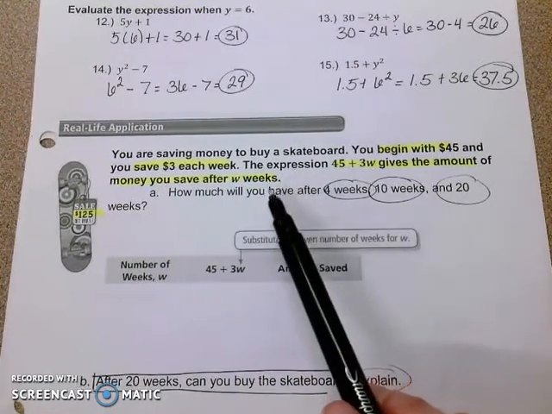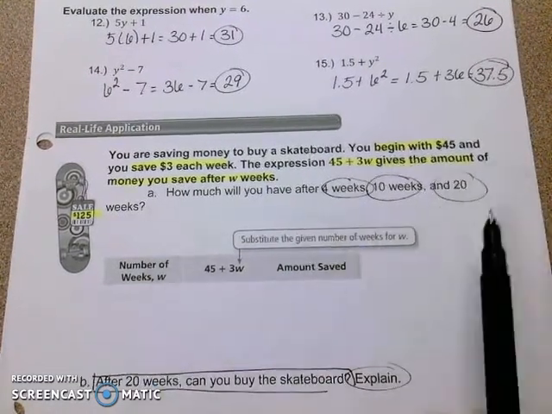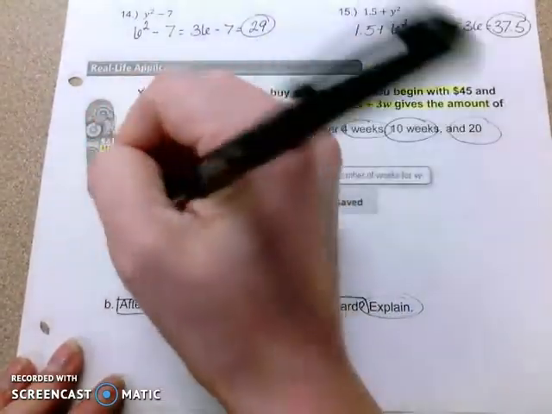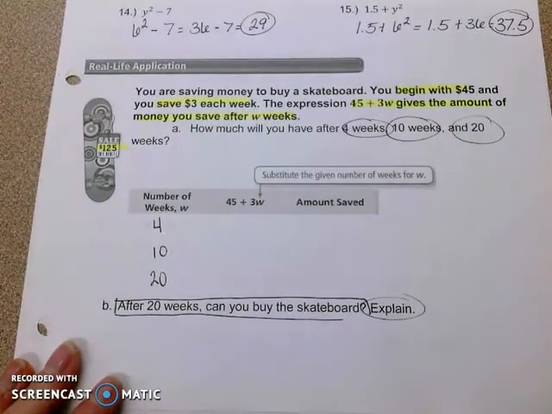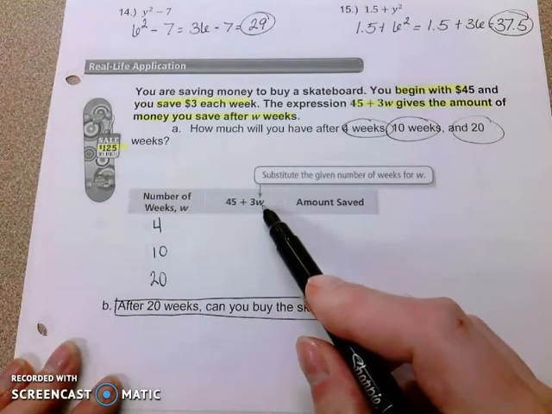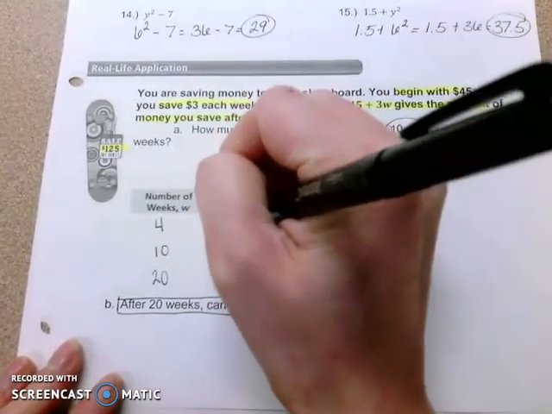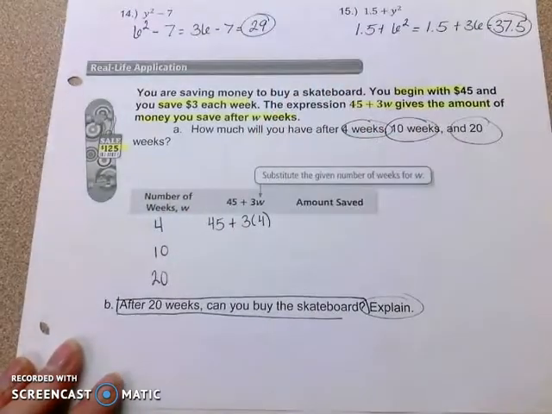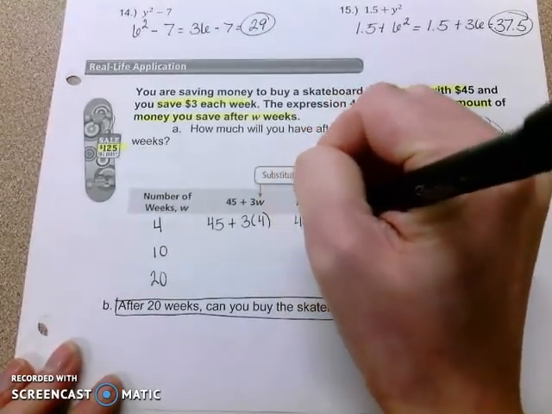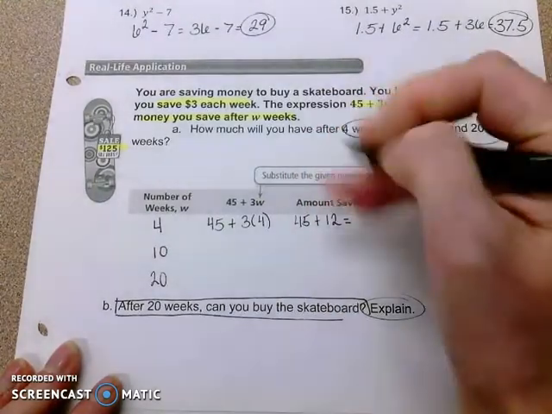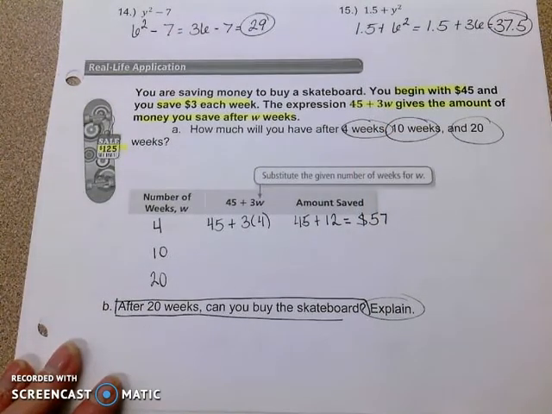So we want to know how much money you will have after 4 weeks, then 10 weeks, then 20 weeks. So we're going to organize this in a table down here. And again, we want to look at 4 weeks, and then 10 weeks, and then 20 weeks. So that's my number of weeks. We're going to substitute that in here for the w. So I would have 45 plus 3 times 4. So that's going to turn into 45 plus 12. That means after 4 weeks, you now have $57.